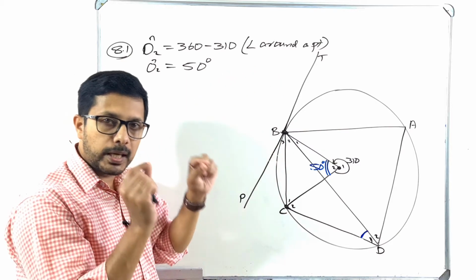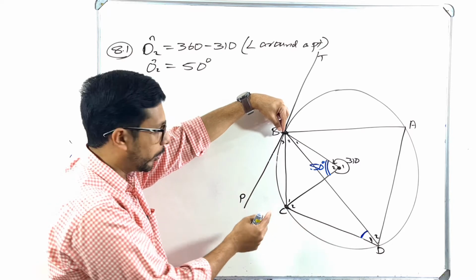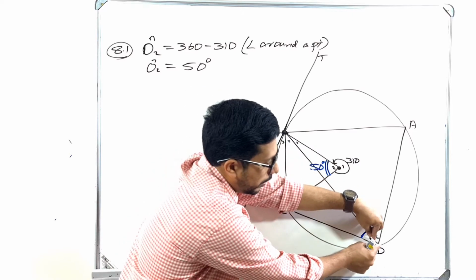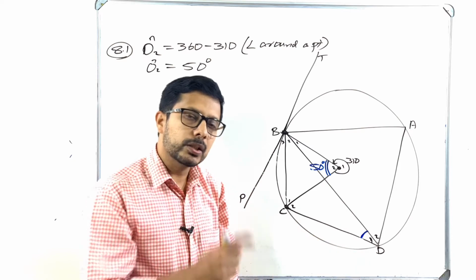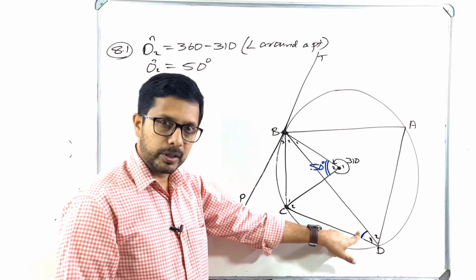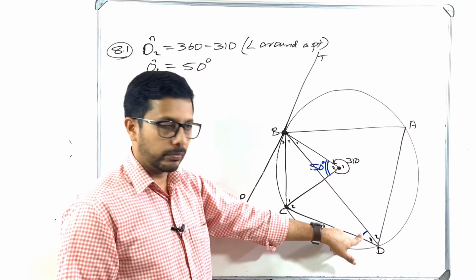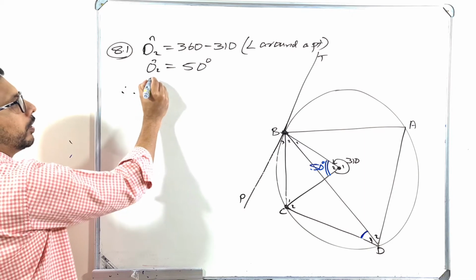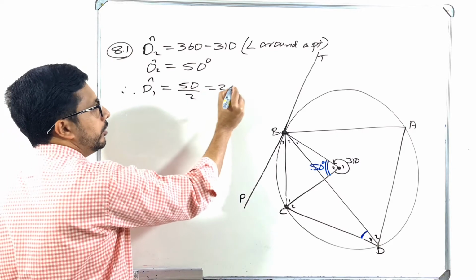Okay, from the same points B and C, that is very important, it must be from the same points, can you see this angle is formed? Which angle is that? D1, angle at the circumference. So what is the theorem we studied? Angle at the center is 2 times angle at the circumference. That is the theorem you studied. So what about the next step? Therefore angle D1 is equal to 50 divided by 2, that is 25 degrees.